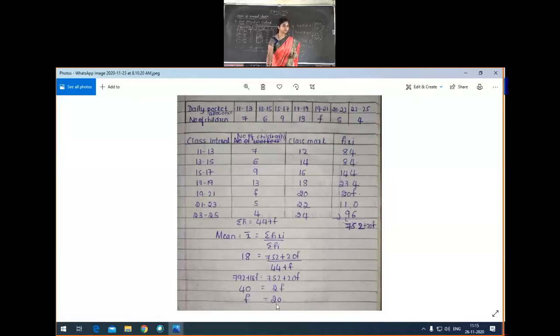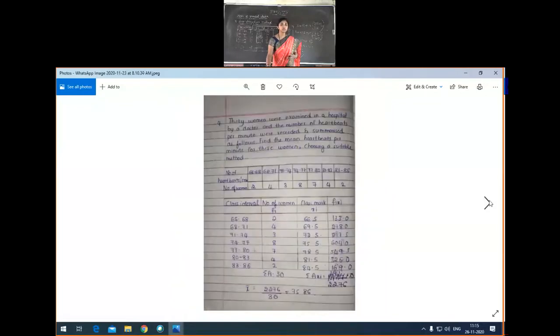Got the idea of this problem, students? Yes, this is about the third question. Now, fourth question. Fourth question again, it is same to same. I'm not going to discuss all the problems because all the problems are like the same.